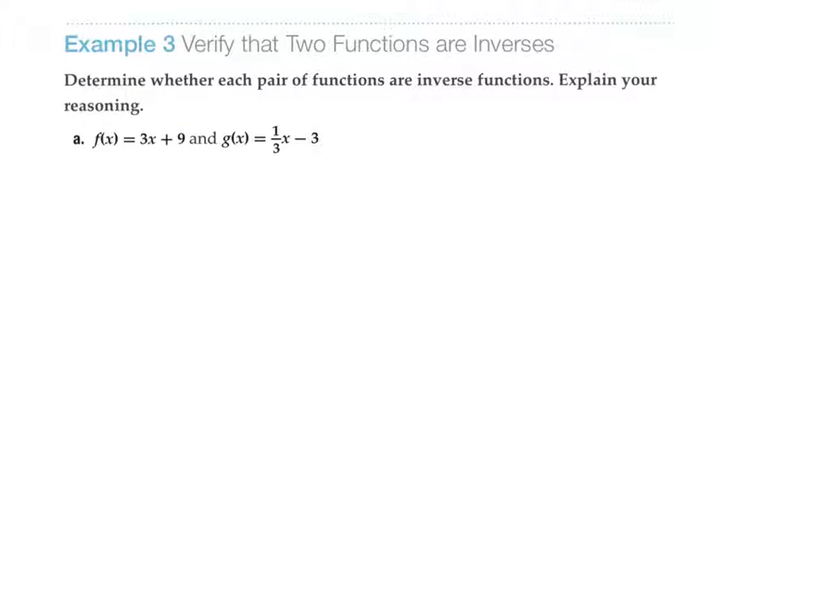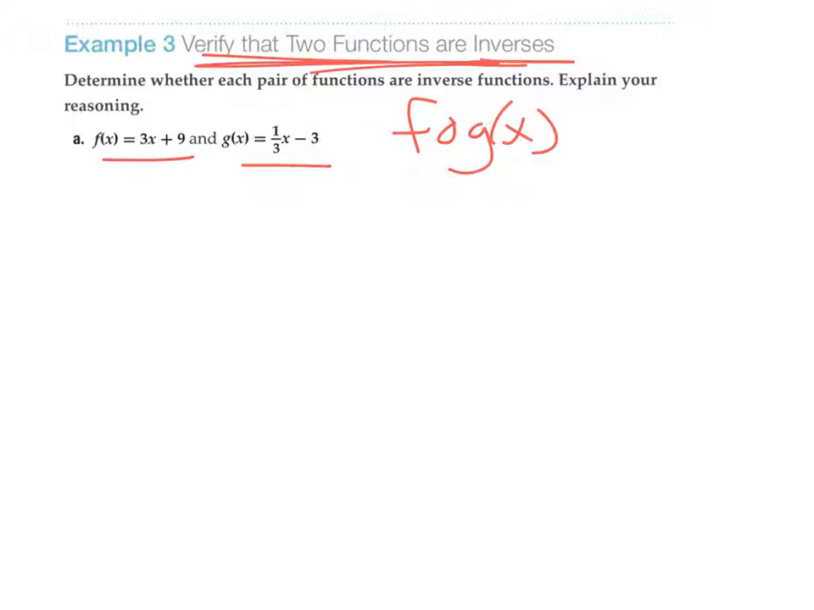To verify whether two functions are inverses, that's what we're going to do, so here's two functions, I'm going to do a composition of each. So I'm going to do f of g of x, and then I'm going to do the g of f of the function. And if they both equal x, they're inverses. So let's do the f of g first.